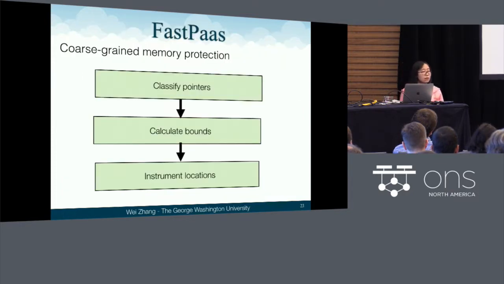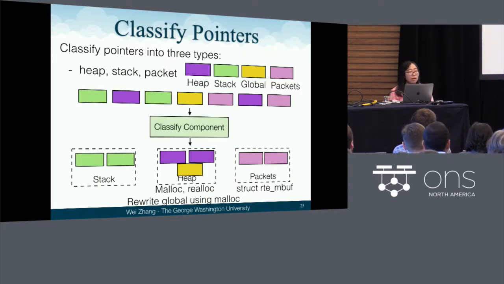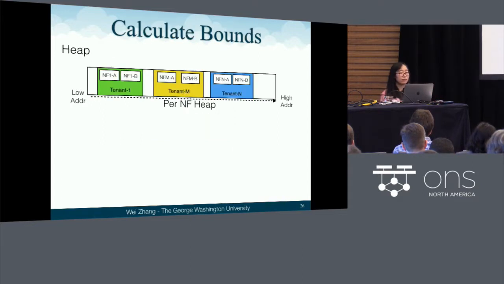In order to use the coarse-grained protection, we need 3 steps to achieve that. Firstly, we need to classify the pointers, then calculate the bounds, and then instrument the code and add the bound checking. A pointer may be from heap, stack, or packet access. We will have the classifier component classify the pointers into 3 types. Then let's see how to calculate the bounds for each type.